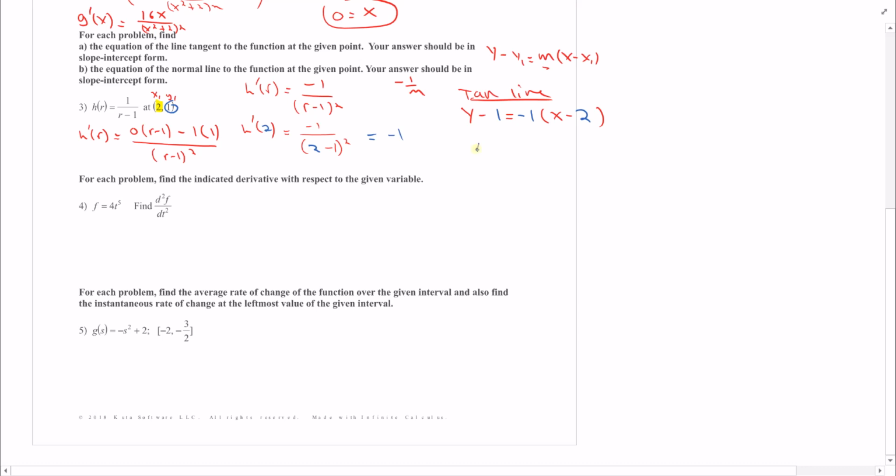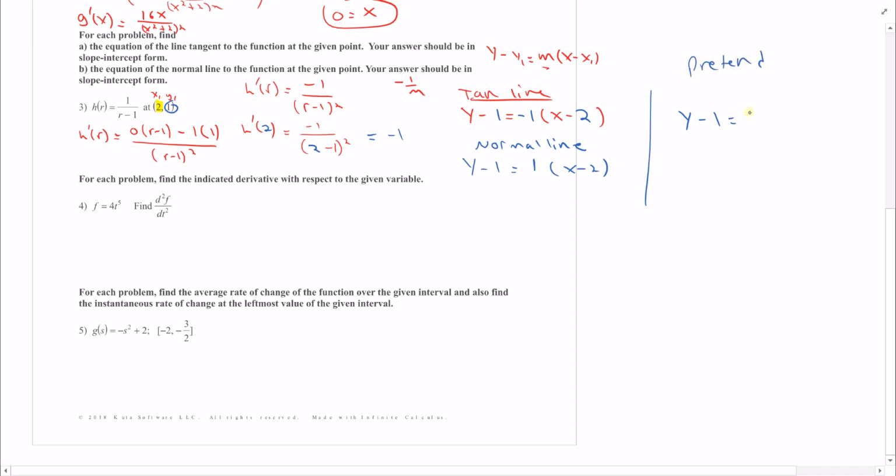Right, and then the normal line is the same. It's going to be exactly the same except for the slope, and the slope is going to be the opposite reciprocal. So opposite meaning since it's negative here, it's going to be positive here, and then you have to flip it. So this was kind of a bad example because it didn't have a slope that you can see. But let's pretend instead we had this. This is just a pretend case, so I can give you a good example of how to do this.